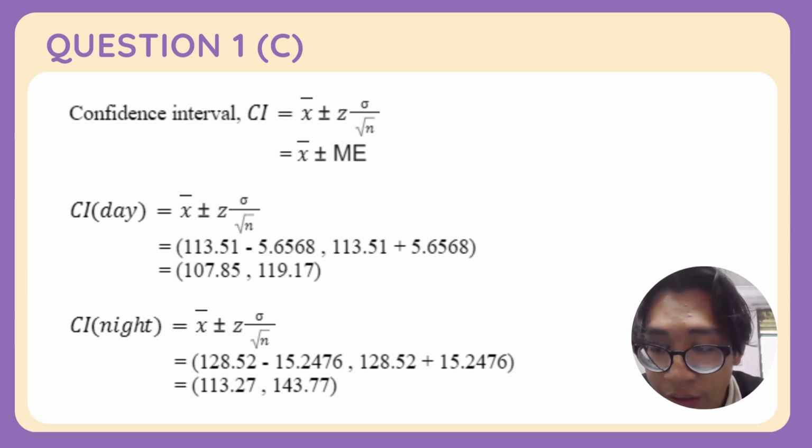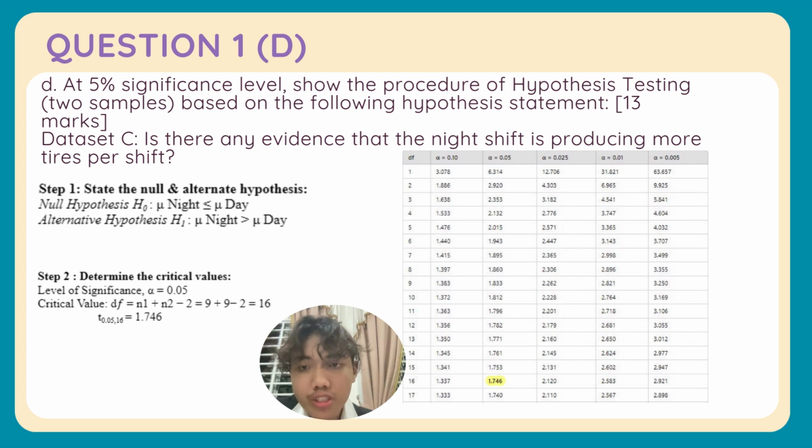For the confidence interval for night shift, we also start with the lower bound. We take the night shift mean value minus the margin of error for night shift. For the upper bound, we take the night shift mean value plus the margin of error for night shift. And we got the confidence interval for night shift, between 113.27 and 143.77.